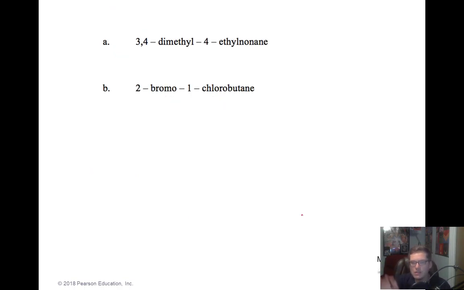All right, so now let's do a couple where we go backwards. These I think are a little easier. So I like to start with the back end. So this is nonane. All right, so that means we've got 9 carbons in a row. So you could even just go ahead and write it out. 1, 2, 3, 4, 5, 6, 7, 8, 9. Perfect. All right, so we got 9 carbons.